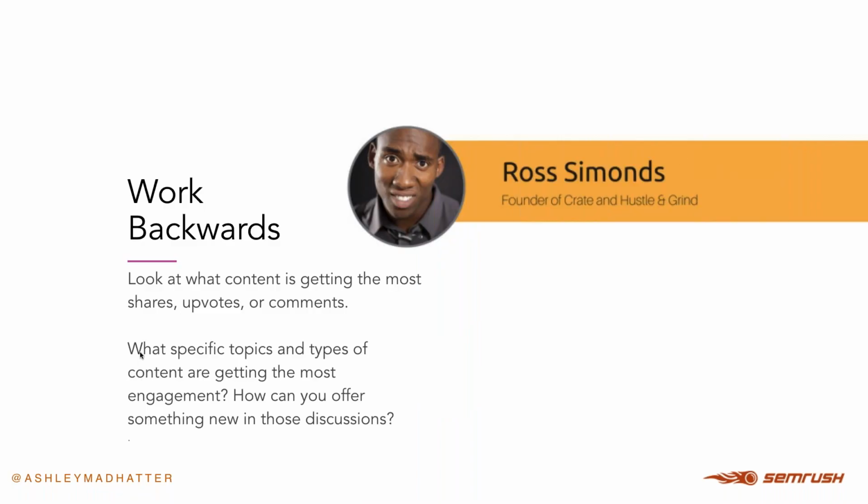And here are some tips when we reached out to the community to ask, okay, what really matters when it comes to making your content viral? Ross Simmons recommended working backwards. His comment was to look at what content is getting the most shares, upvotes, or comments. What specific topics and types of content are getting the most engagement? And how can you offer something new in those discussions?